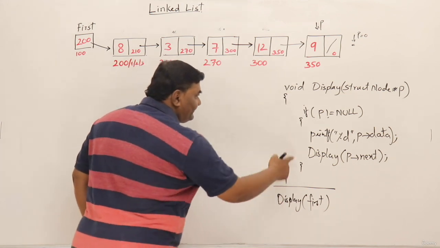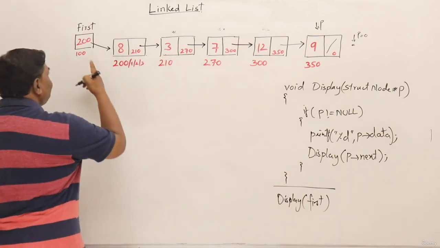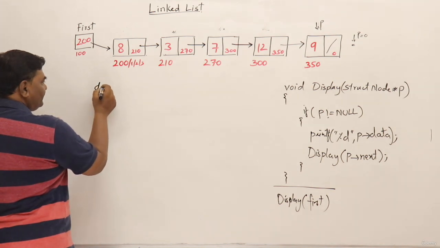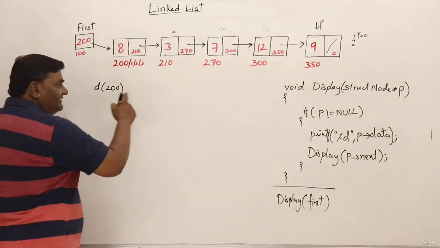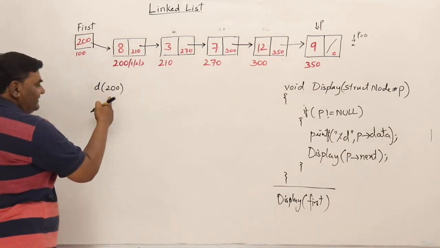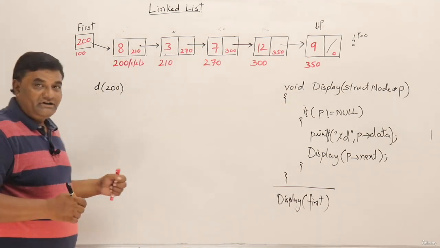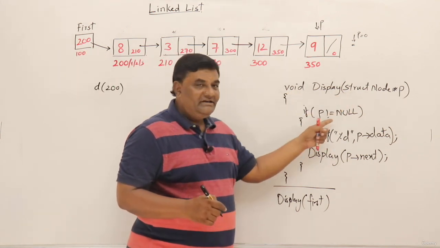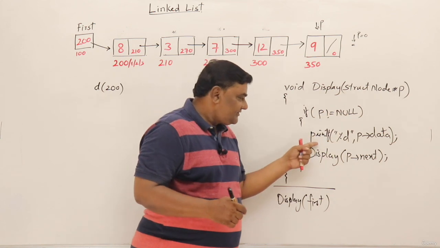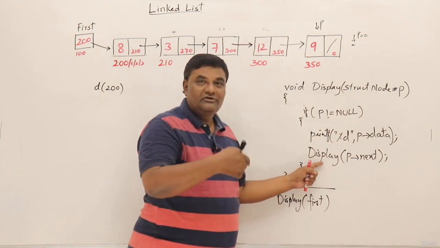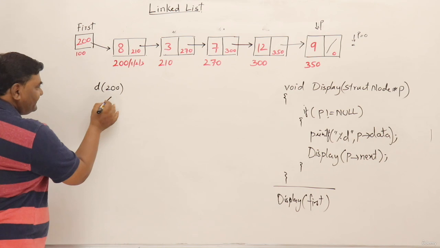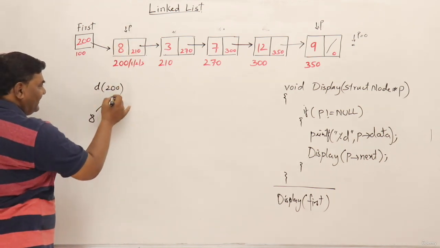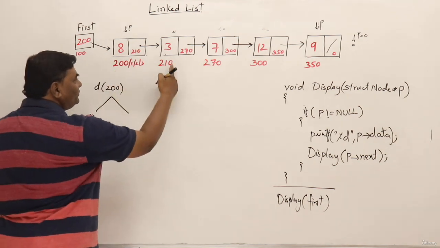First time when I call this function by passing first, that is the pointer of the first node, that is 200, it will be called upon 200. I am not writing the complete function name display, I am just writing D for display. Let us see what it does. 200 is passed, 200 is not null, P is not null. So it will print and then call itself on the next node. First it will print 8, P is here. So it will print 8 and call itself upon the next node, that is 210.